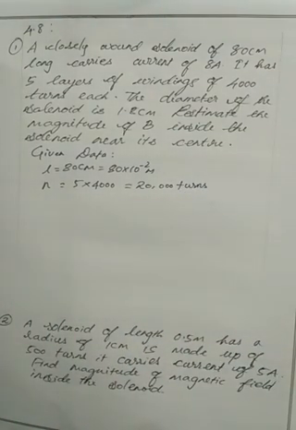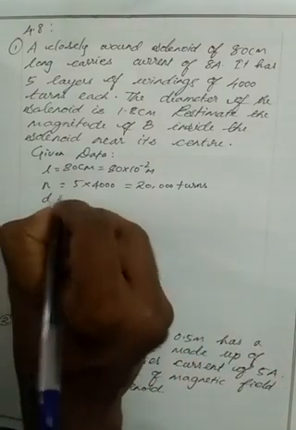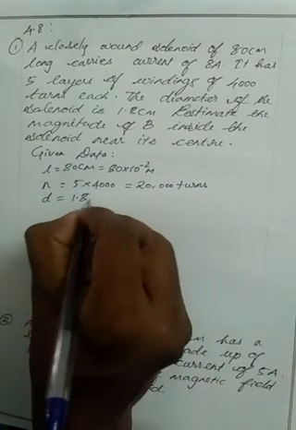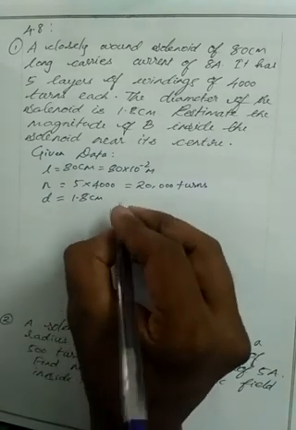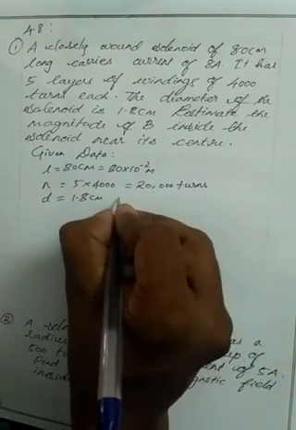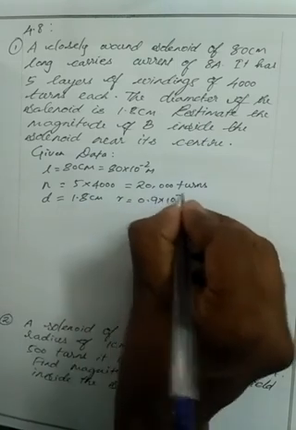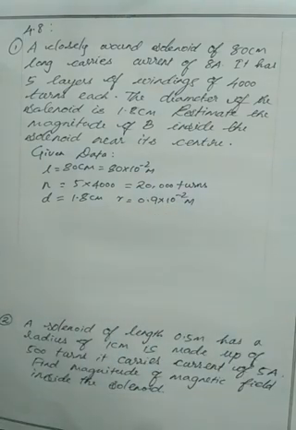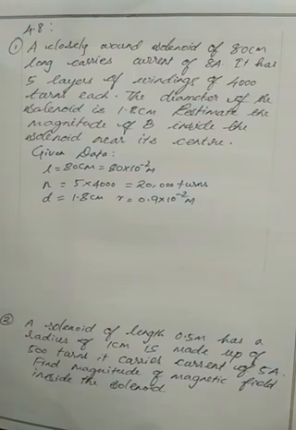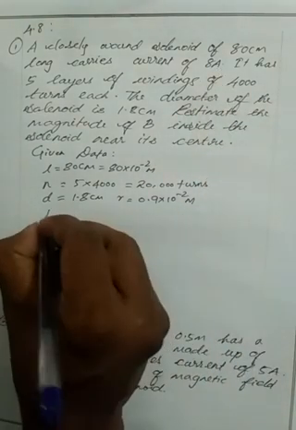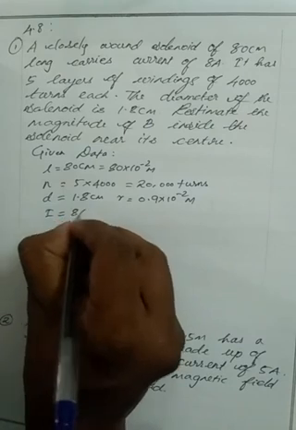The diameter of the solenoid is 1.8 centimeter. So diameter 1.8 centimeter, so I can write radius 0.9 into 10 power minus 2 meter. Okay. Then current is given. So current is 8 ampere.